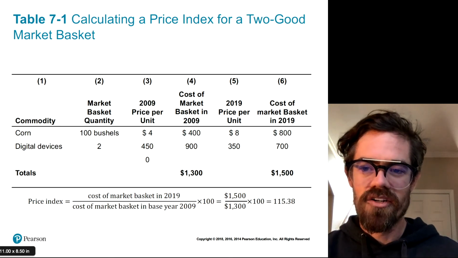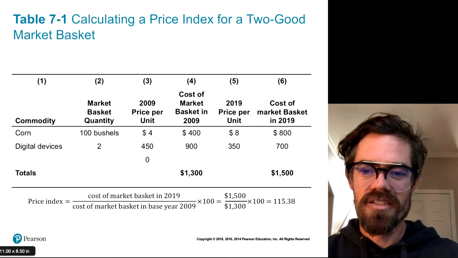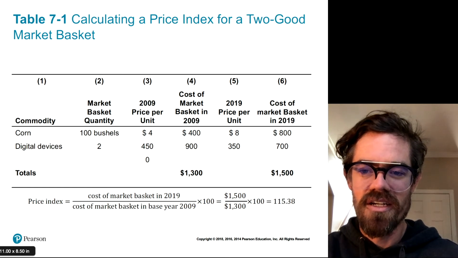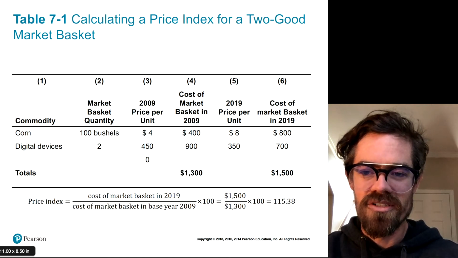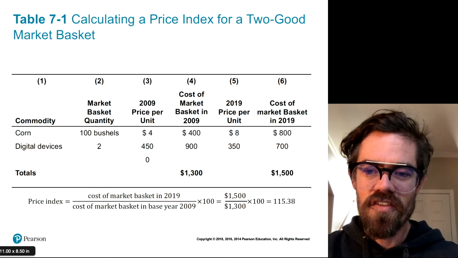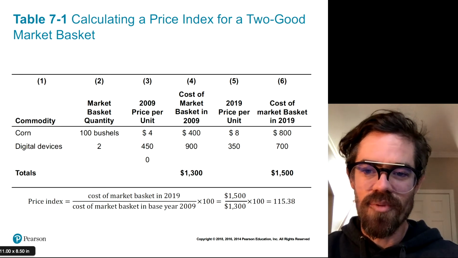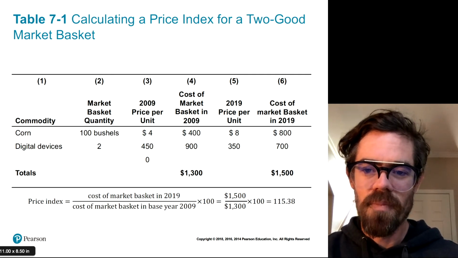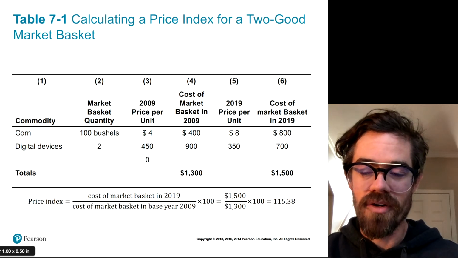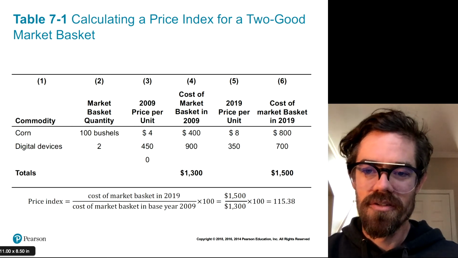Now, the reason we use 100 as the price index in the base year is that with this new price index in 2019, it's very easy to see what the percentage increase since 2009 was. It's simply 115.38 minus 100, which is the index in the base year. So prices have increased by 15.38%. That's very easy to see, and that's why we use 100 as the price index in the base year. If you give us a price index in any other year, we can simply subtract 100 from that, and that gives us the percent change.